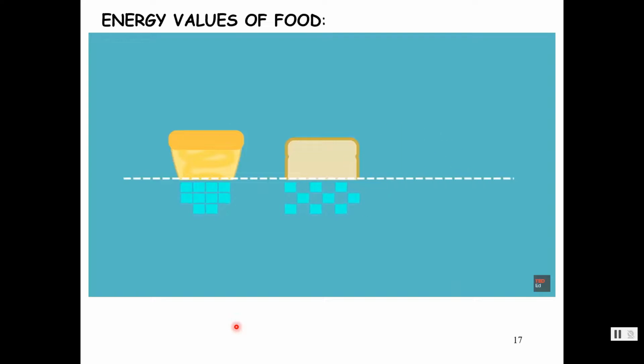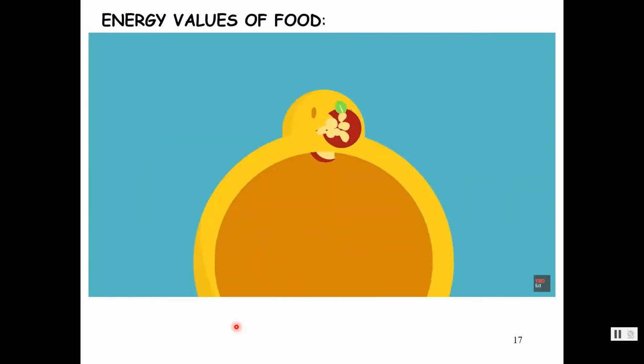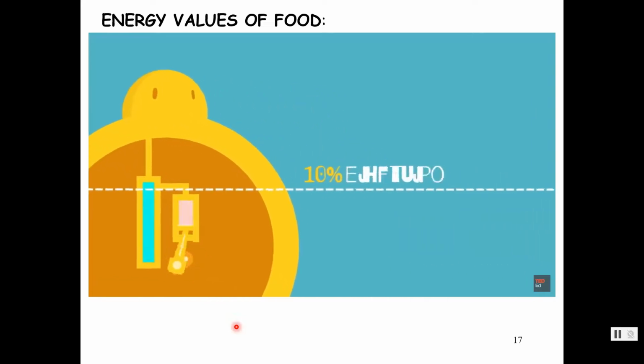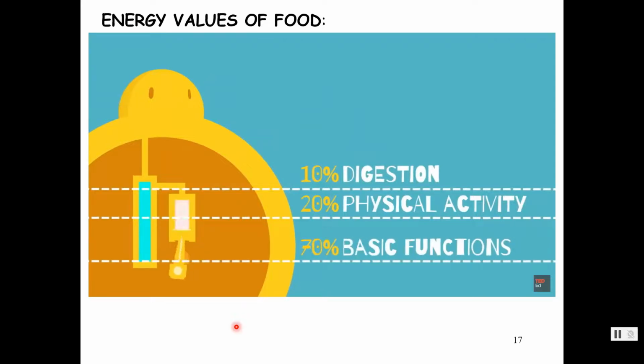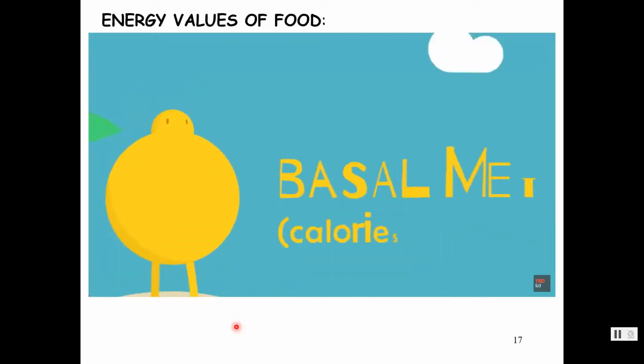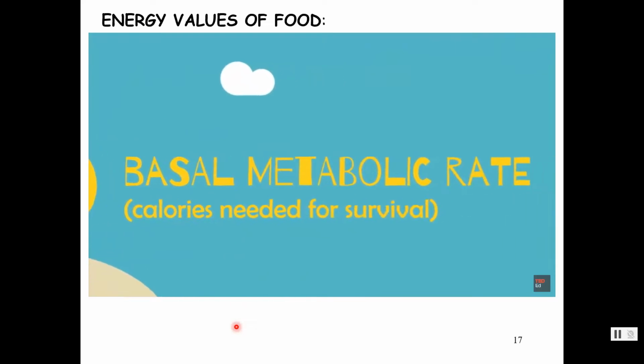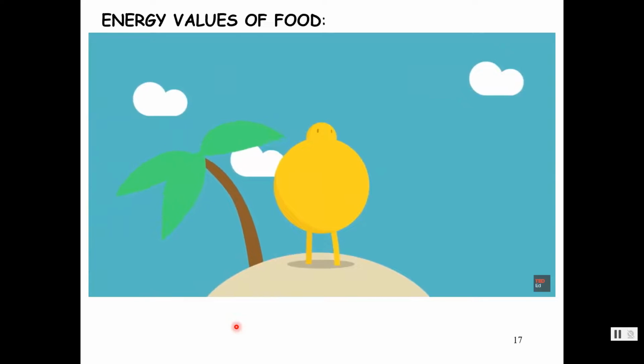That energy is released during digestion and stored in other molecules that can be broken down to provide energy when the body needs it. It's used in 3 ways. About 10% enables digestion, about 20% fuels physical activity, and the biggest chunk, around 70%, supports the basic functions of our organs and tissues. That third usage corresponds to your basal metabolic rate, the number of calories you would need to survive if you weren't eating or moving around.